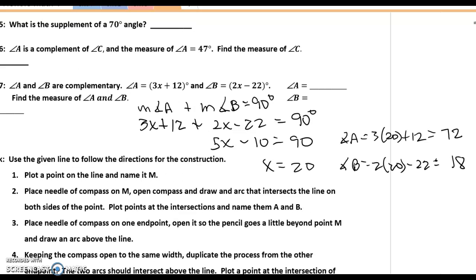All right, when we solve for x, we get x is equal to 20. When we plug it in for x, we get angle A is equal to 72. Plug that in for B, we get angle B is equal to 18. So we're verifying that we did the math correctly, because when I add those two up, they definitely add up to 90 degrees.